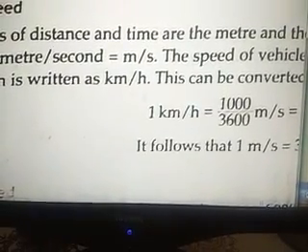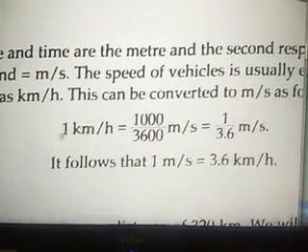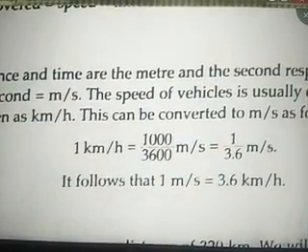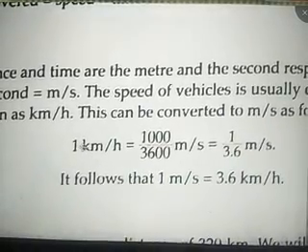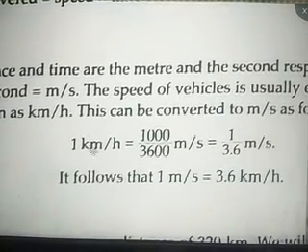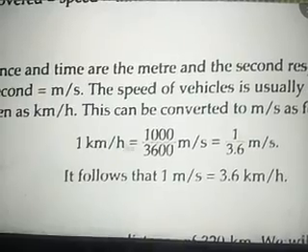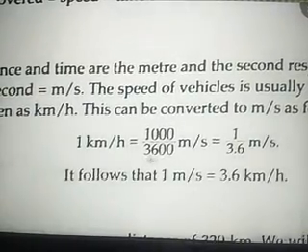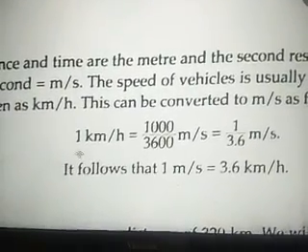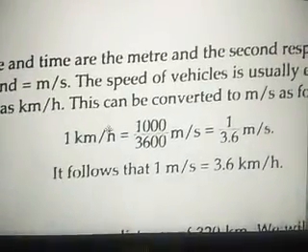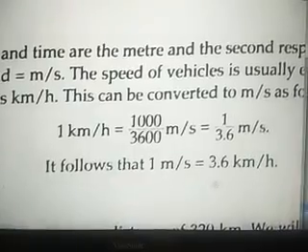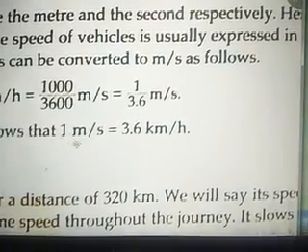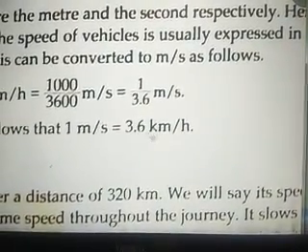Now conversion: 1 kilometer per hour equals how many meter per second? Let us do the conversion. 1 kilometer per hour means 1 kilometer, which is 1000 meters, and 1 hour equals 3600 seconds. By cancellation, we learn that 1 kilometer per hour equals 1 upon 3.6 meter per second. Or you can also write it as 1 meter per second equals 3.6 kilometer per hour.